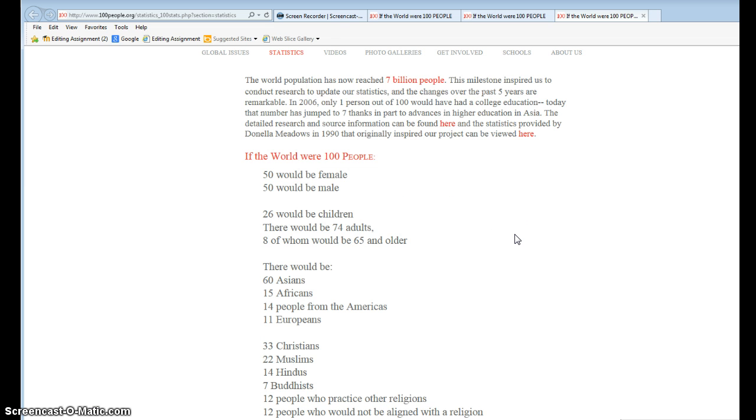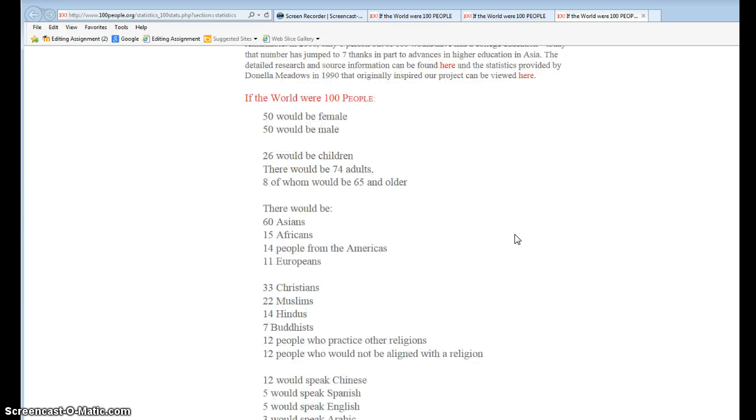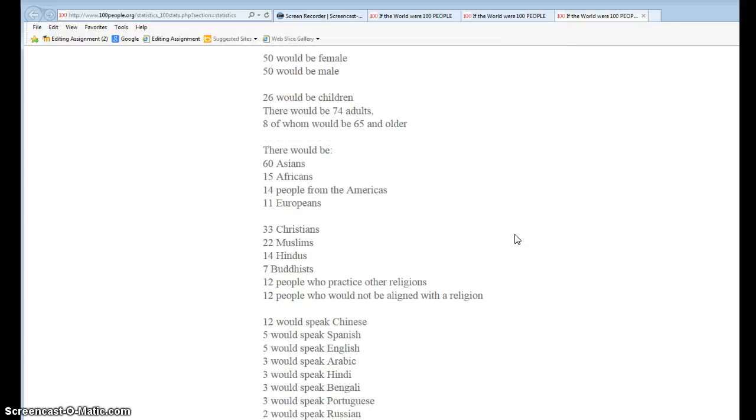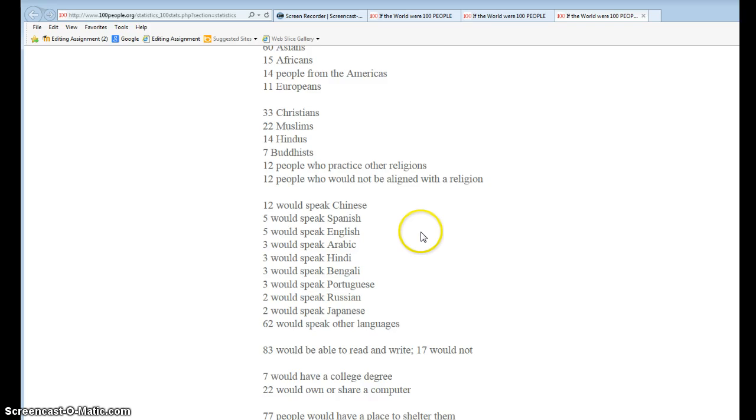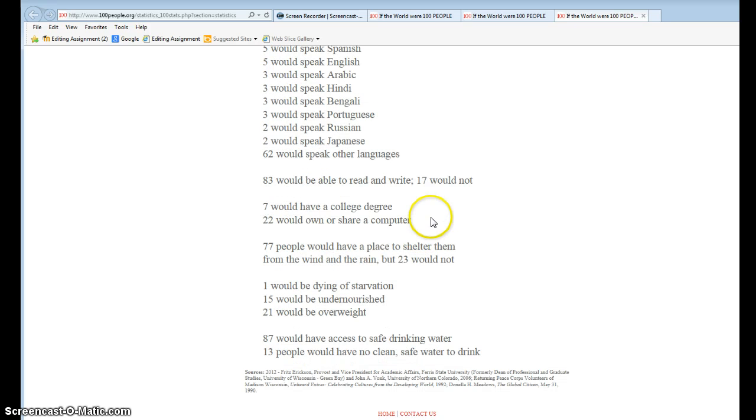If the world were 100 people, 50 would be female, 50 male, 26 would be children, 74 adults, 8 of them would be 65 and older, and you can see the breakdown by ethnicity, by religion, by language, by literacy, and by shelter and nutrition.